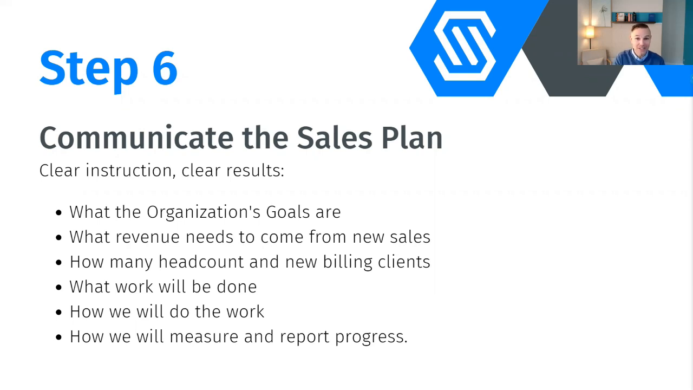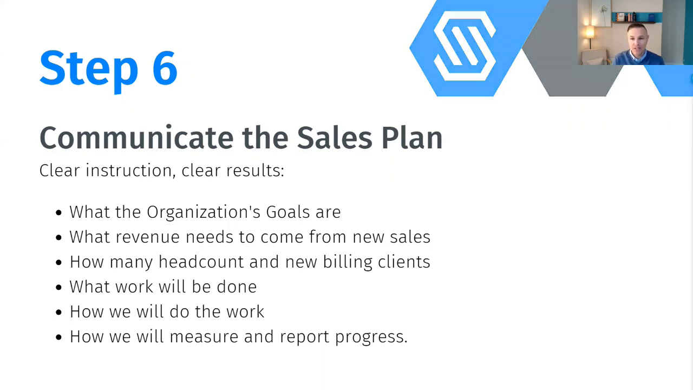And then you need to clearly communicate the work that is going to be done. What is the work and who's going to do it? And then how will the work be done, right? So this is the process we're going to follow. We're going to follow this prospecting plan, and then we're going to say, how are we going to measure and report progress? You need to build a culture of accountability, and this is how you do it.